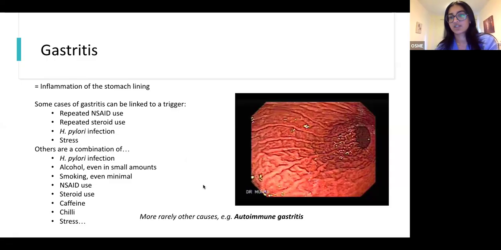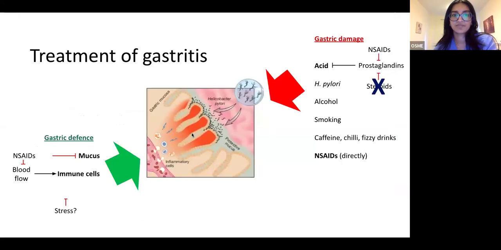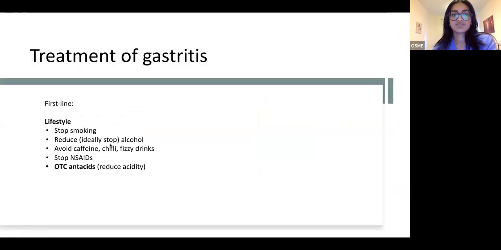However, if it's refractory to these lifestyle approaches, it might be caused by something a bit less common. So autoimmune gastritis might be a differential you'd be considering if it's not responding to lifestyle management or even medical management. Okay, so treatment. Initially, you'd want to advise them to basically cut down on the NSAIDs, stop smoking, reduce the alcohol intake. Also, ask them if they've tried over-the-counter antacids, which might be useful in reducing the overall acidity of the stomach.